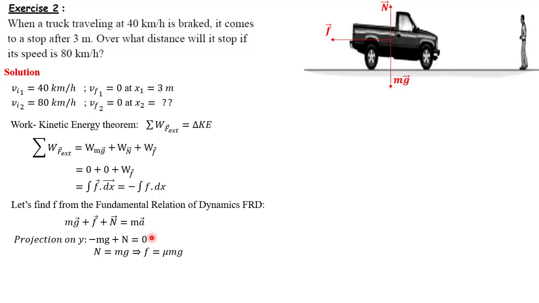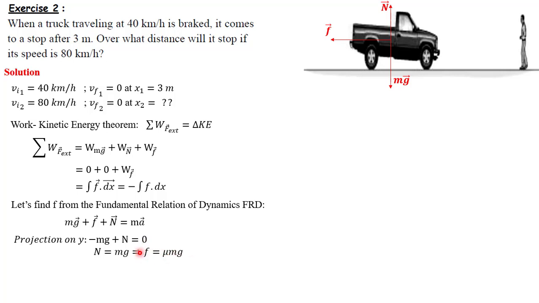This means that AY is equal to 0. In fact, the truck can move to the right. It cannot move upward or downward. Okay, that's why AY is equal to 0. And therefore, we can get that the normal reaction is equal to mg. And we can finally deduce that the friction force is equal to mu, the coefficient of friction, times mg.